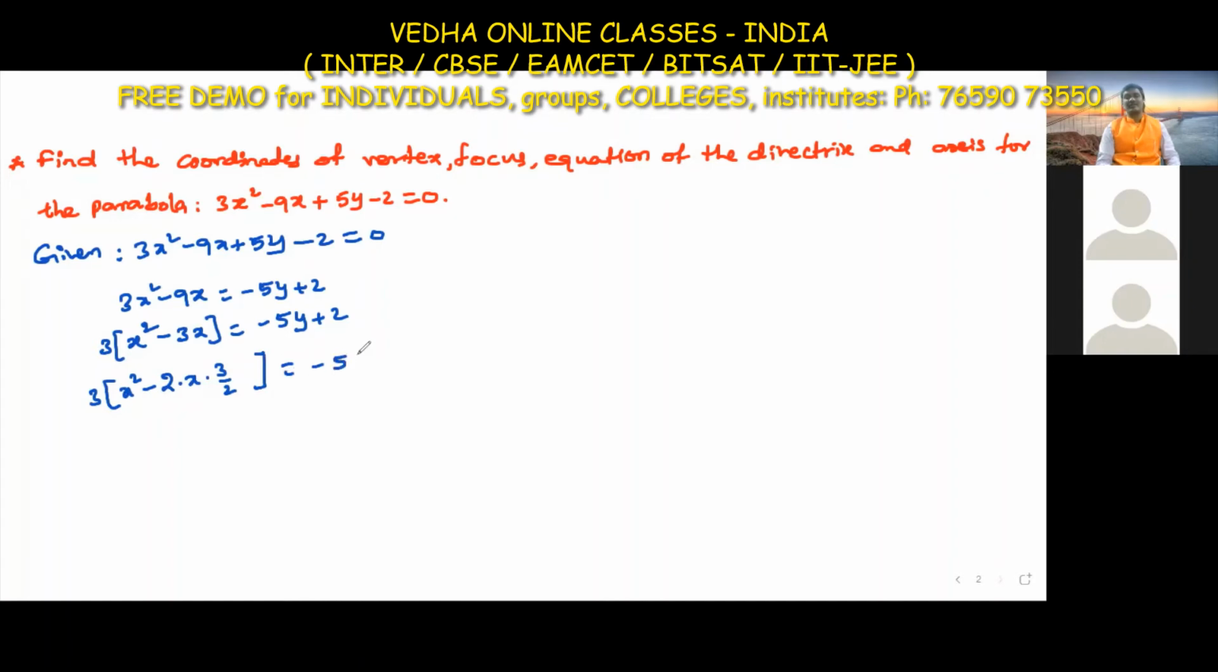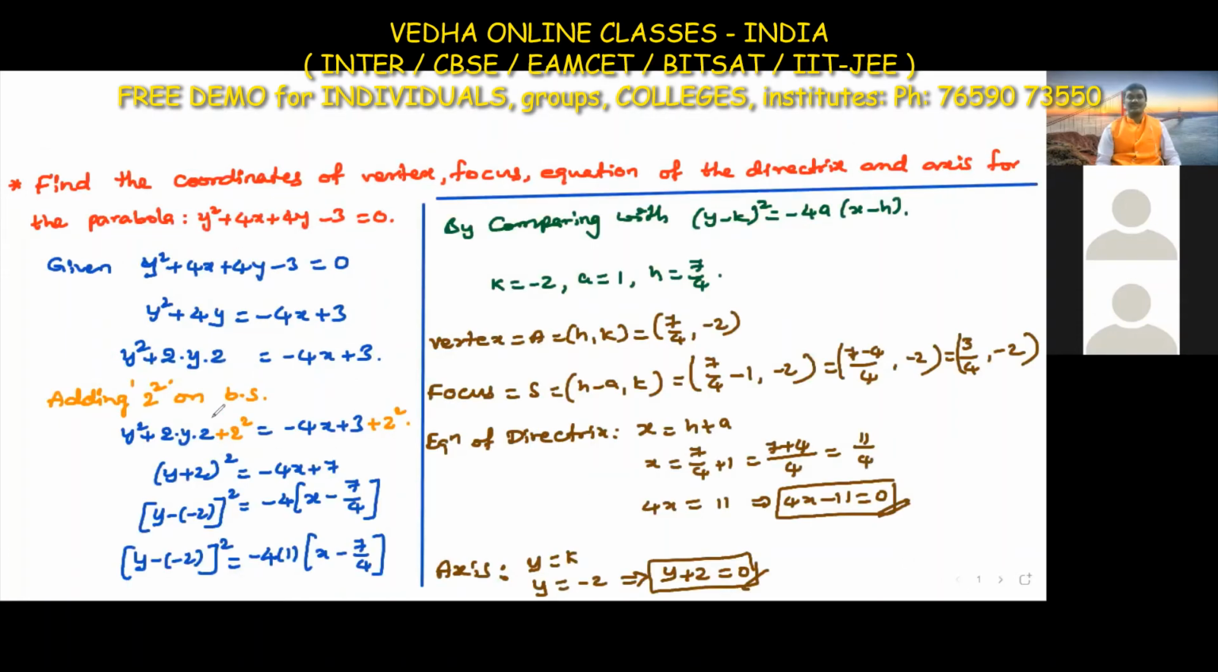So I am taking one more step here: minus 5 by 2. Now we want the b square value. As I told you in the last problem, we can add and subtract this b square value on the left side, or otherwise add on both sides. Either one is okay.